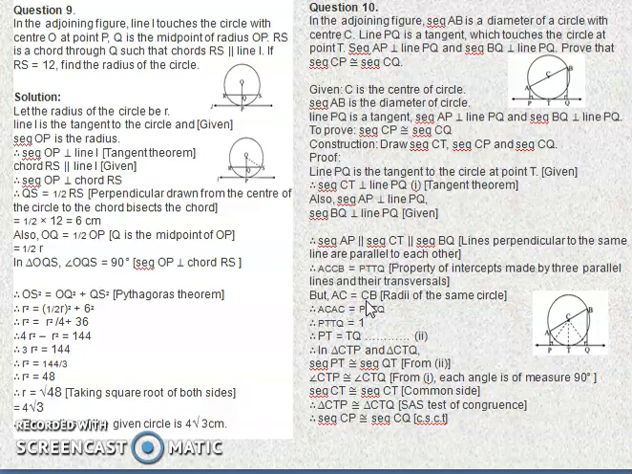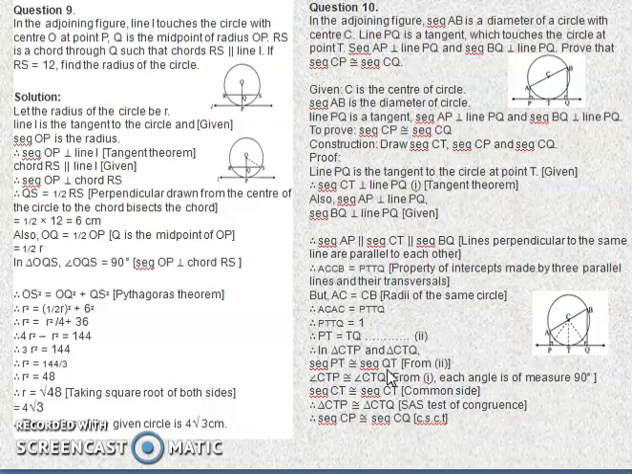So here but AC is equal to CB. Why? Because of radius of the same circle. That means we can write here PT equals TQ. Then here in triangle CTP and triangle CTQ, these two triangles we can take. From taking these two triangles, what we can make out?